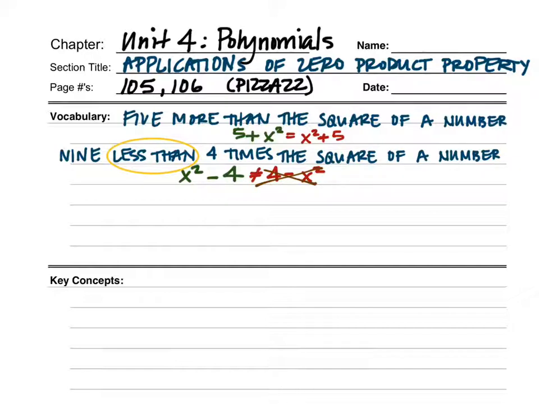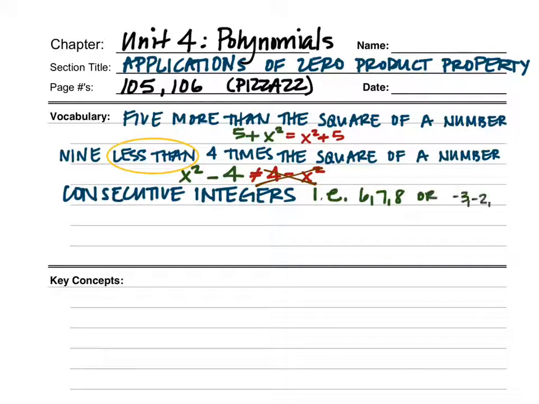So let's take a look at a couple of other vocab pieces that we're going to want to use. Consecutive integers are integers that go one after another, such as 6, 7, 8, or -3, -2, -1, and 0. Each time, we're adding 1 to the previous integer. So we can look at that as x and x plus 1.